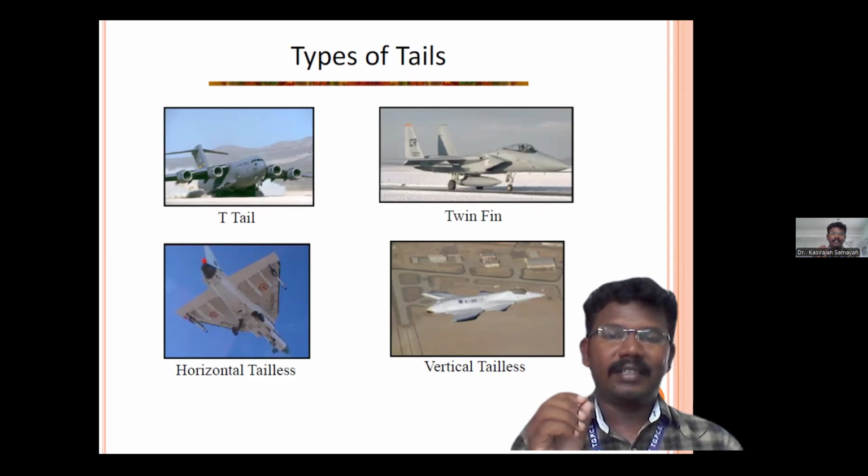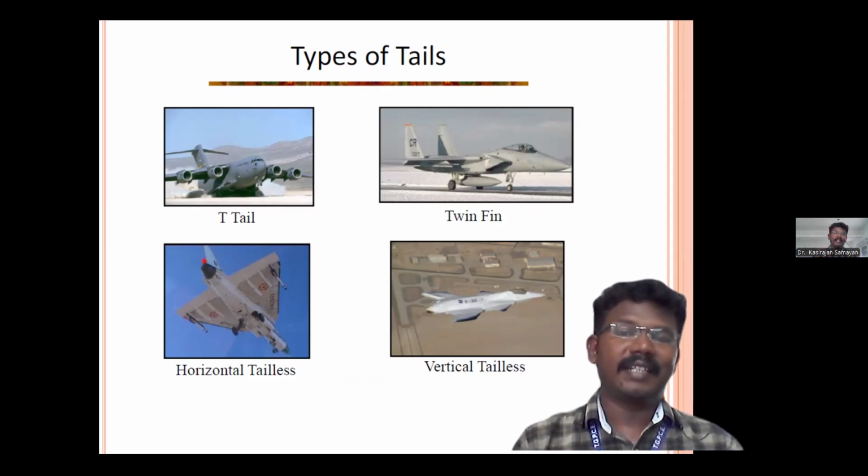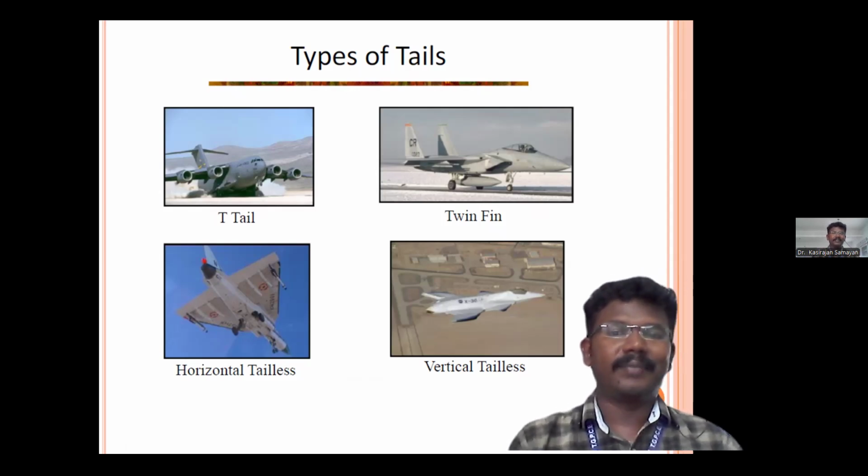There is one small control surface there. By using that control surface, we can operate the aircraft left or right, or else yawing movement. This is a very unique design. It's a vertical tailless aircraft. Generally, we are not using this type of vertical tailless aircraft broadly, but it is a unique design.